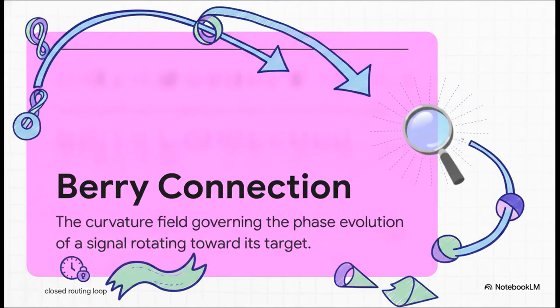Now, as the signal travels and rotates across the manifold, its phase evolution is governed by a mathematical curvature field known as the Berry connection. I know, we just threw a lot of high-level topology at you, so let's ground this for a second. Why does this actually matter?